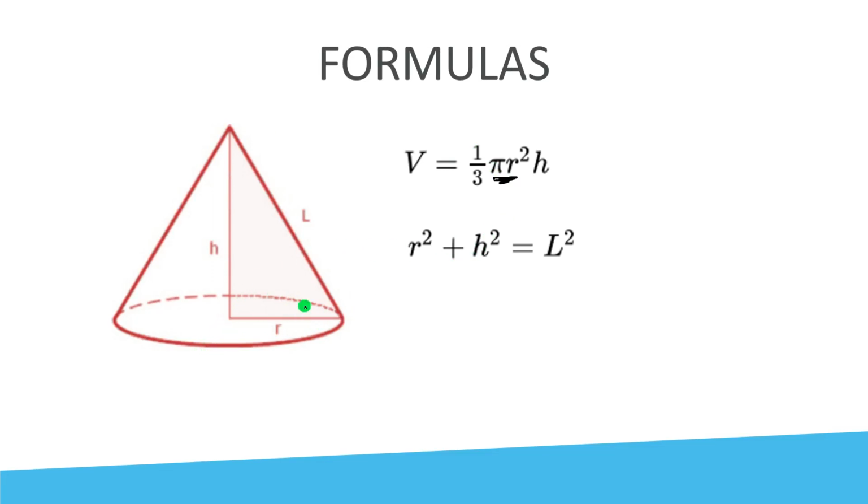And we have another relationship between r, h, and the lateral or the slant height L. So we just use the principle again of the Pythagorean theorem. Since we form a right triangle here, we have r squared plus h squared equals L squared. For the lateral area, pi r L is the solution.